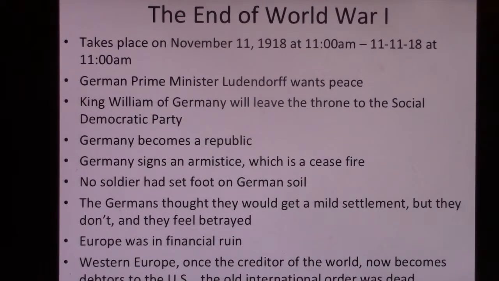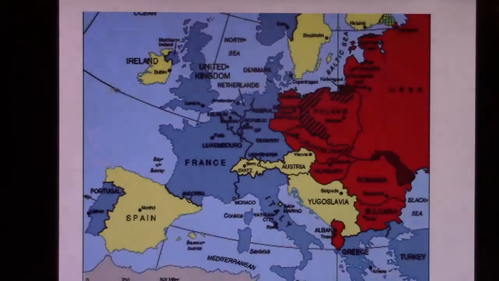And the old international order is dead. This is a big door hinge in world history, where we close the door to the monarchical past. There is no more Ottoman Empire. The Romanov dynasty of Russia is gone. Austria-Prussia is destroyed. The King of Germany is gone, and we move into the new 20th century.